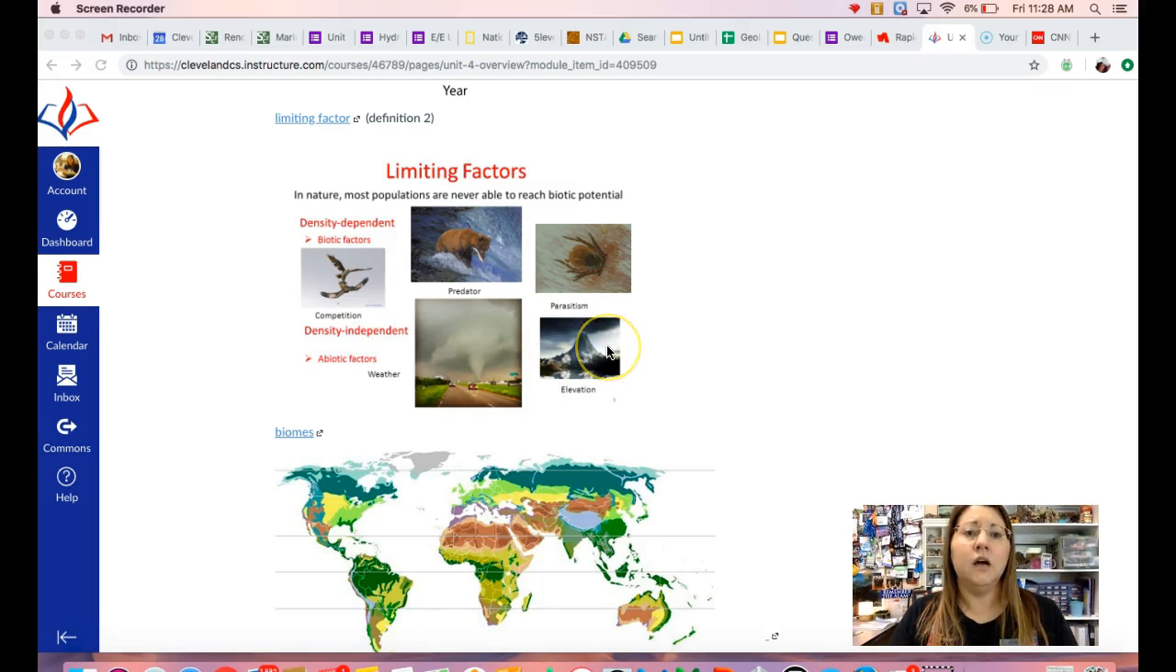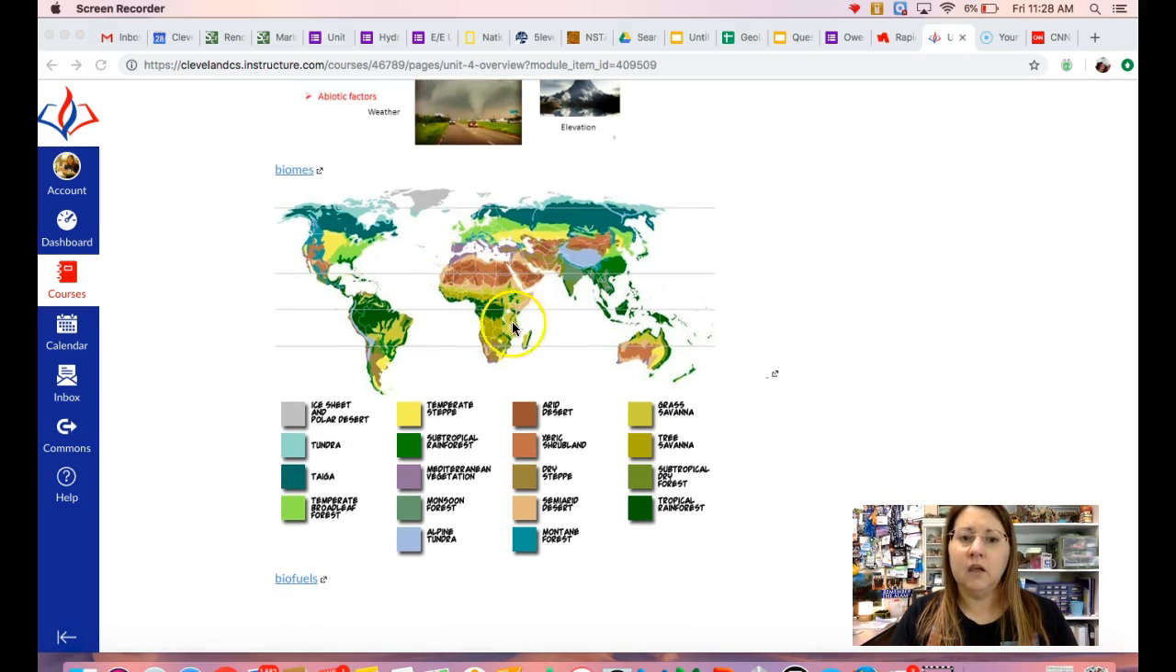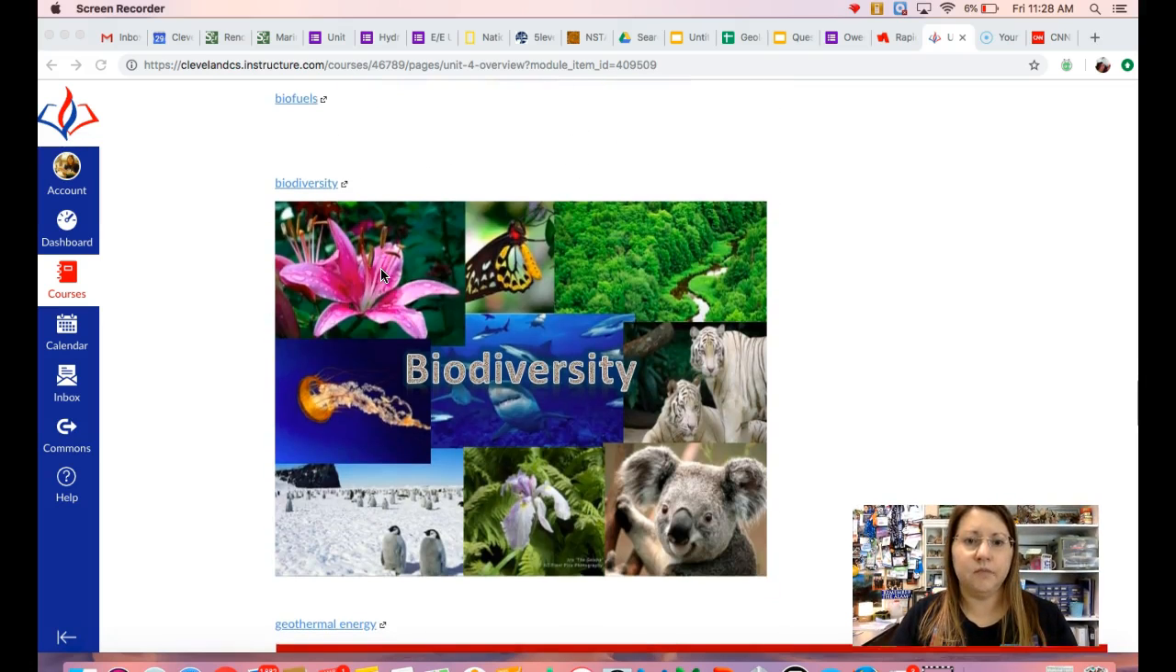So those are limiting factors. Biomes are looking at specific organisms and their habitats and the physical characteristics of an area based on the particular climate. So you can see there's lots of different types of biomes around the world, and you can see the distribution of those. So biomes are going to be based on the climate of the area.